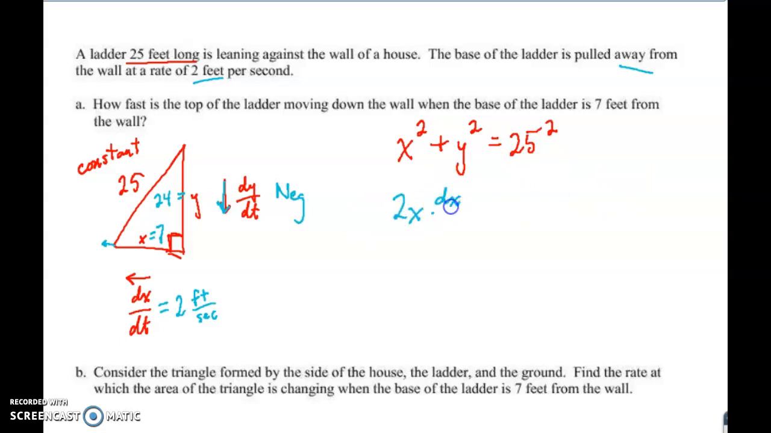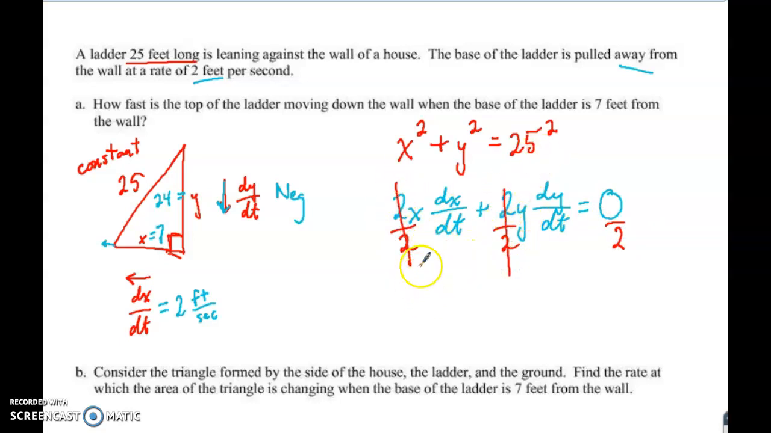2x dx/dt plus 2y dy/dt. And please don't forget that 25 squared is a constant, so that derivative is 0. Another thing I would do, if you want my opinion, is go ahead and divide everything by 2. That way you have less algebra to do. So we know that when x is 7, y is 24. We know dx/dt is 2. And we're going to solve for dy/dt.